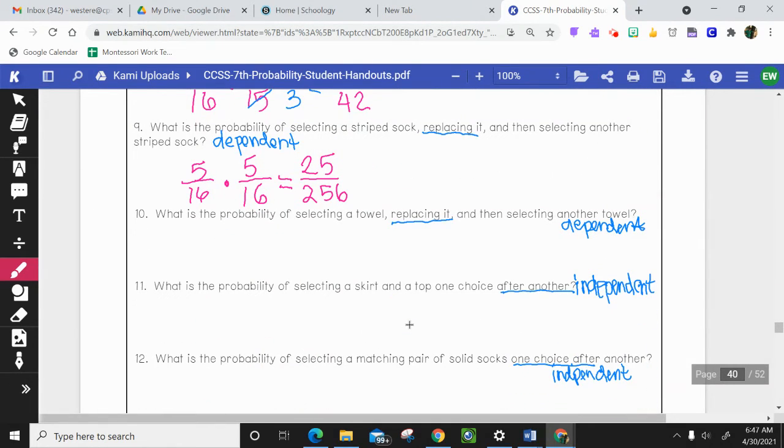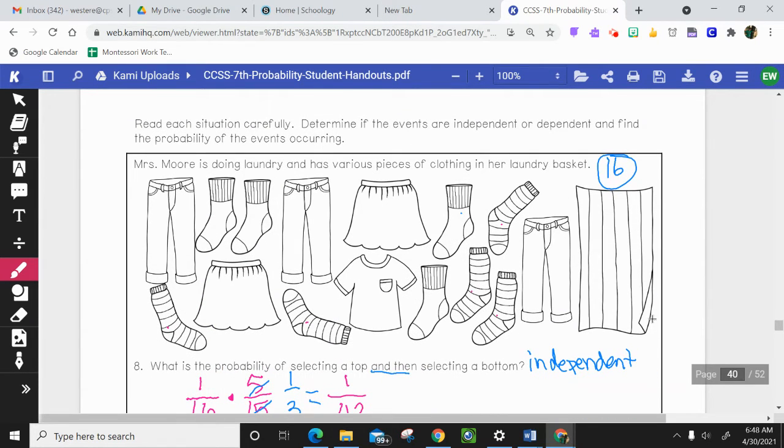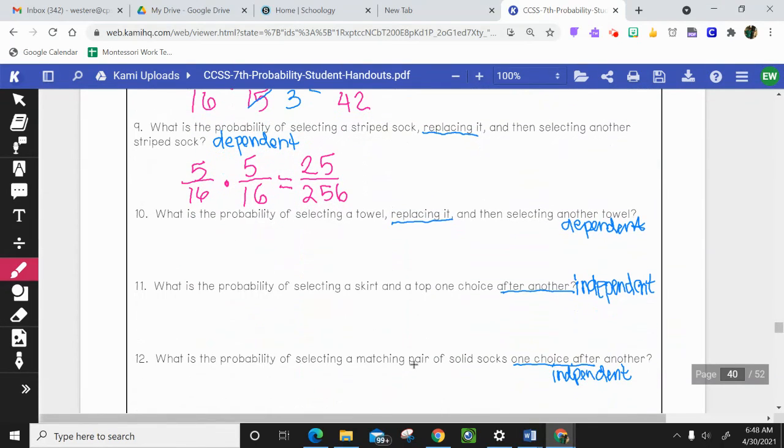All right, this is another dependent event. So probability of selecting a towel, replacing it, and then selecting another towel. Oh, there's only one towel, and there are 16 items. So since it's dependent, I know I'm going to put it back. I'm going to use 1 out of 16 for selecting a towel, and then I'm going to use 1 out of 16 for selecting a towel again. So my probability is 1 out of 256.